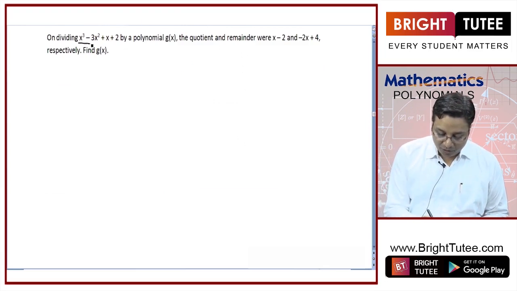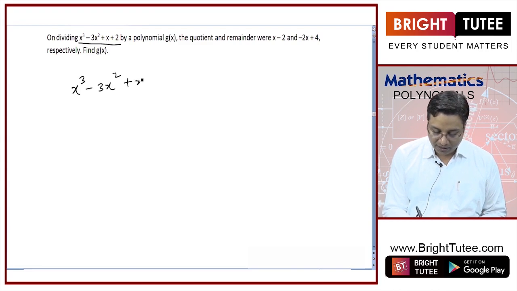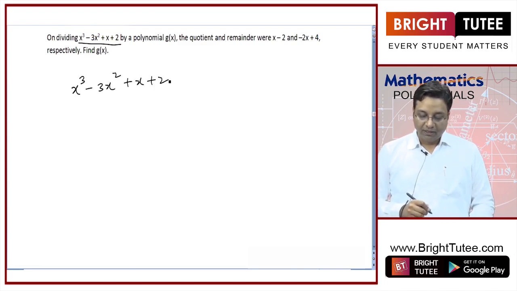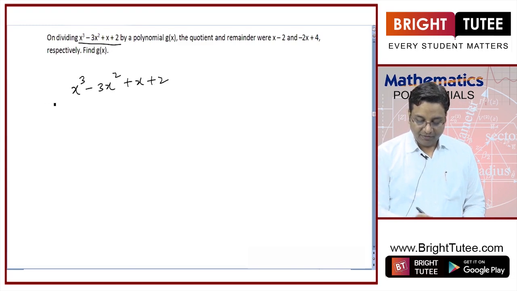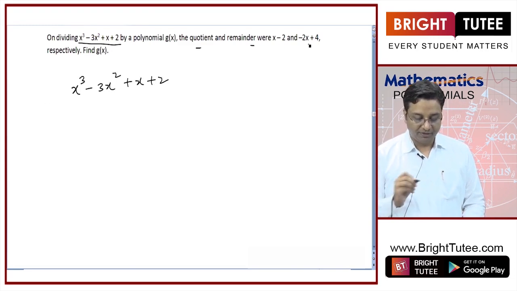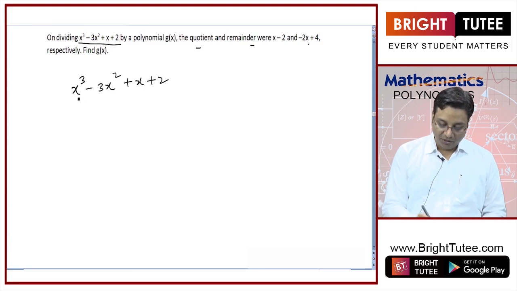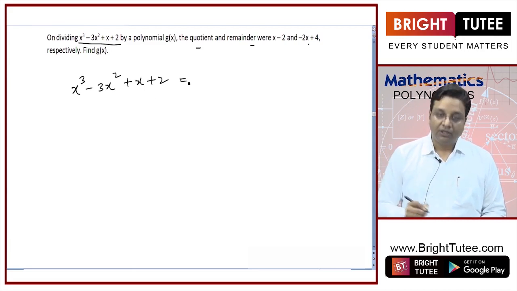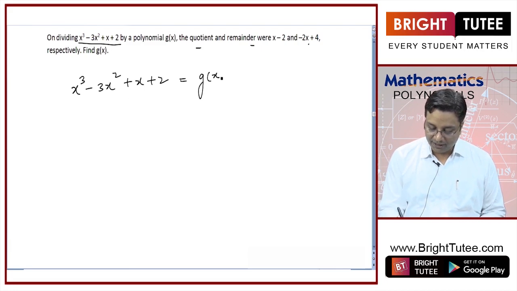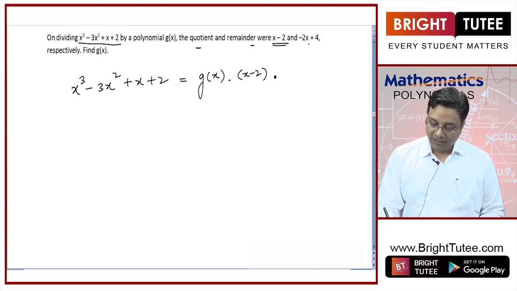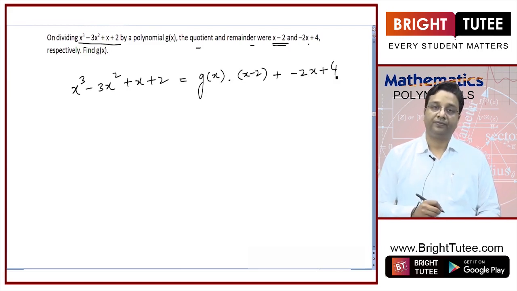All right. So let's look at this one. On dividing this polynomial, this is a cubic, x cube minus 3x square plus x plus 2, by gx. Let us say I divide it by gx. Quotient and the remainder were these. Okay. Find gx. So I have divided it by gx. So what was the division algorithm? Dividend is equal to divisor gx into quotient. What is quotient? x minus 2 plus remainder. So plus remainder is minus 2x plus 4, right?